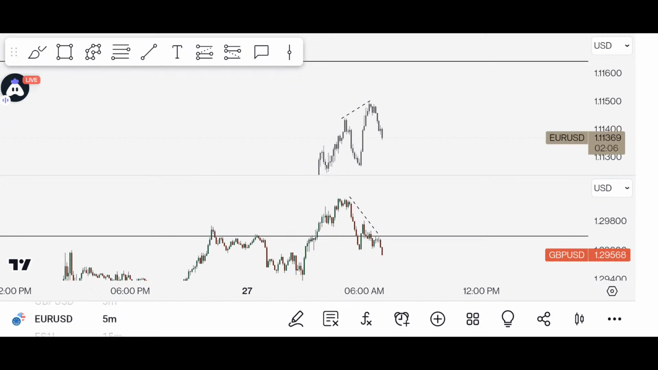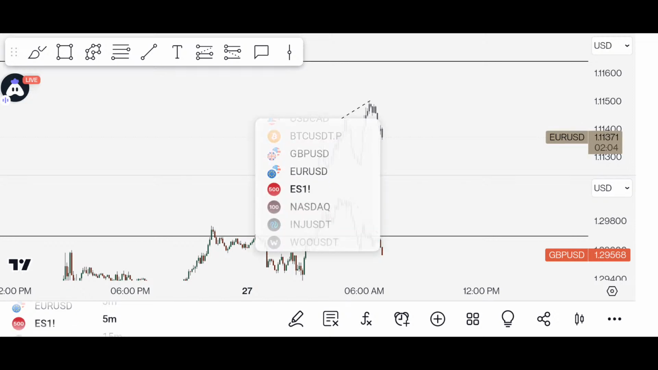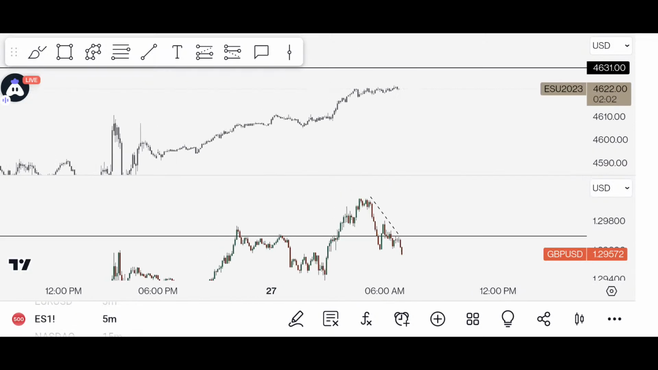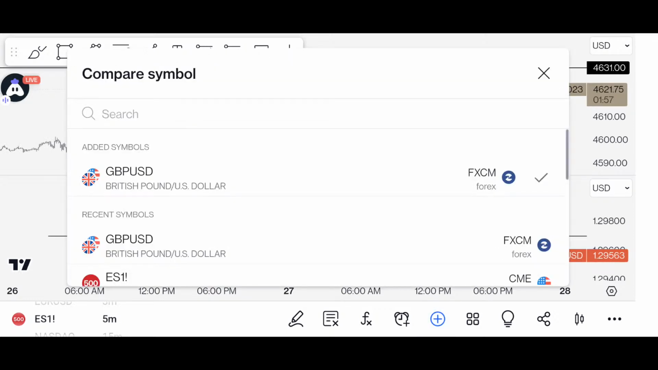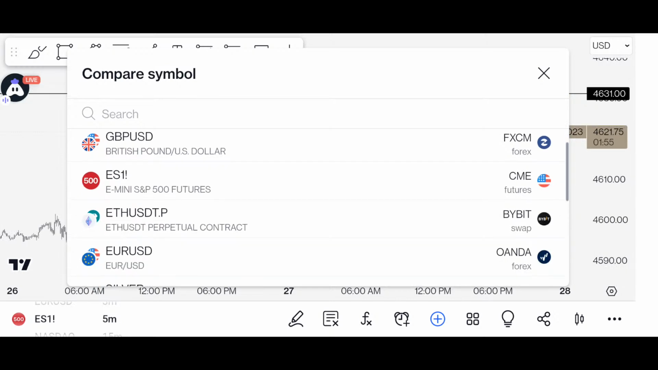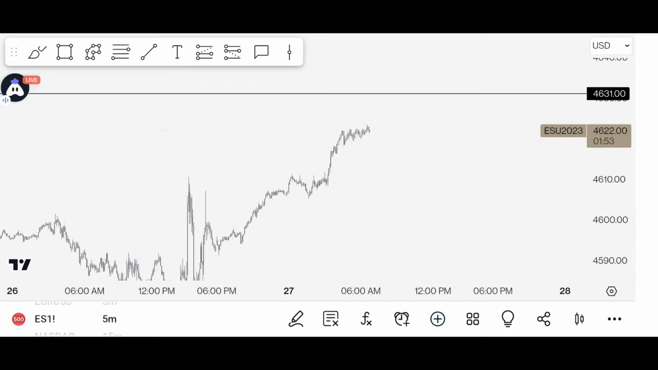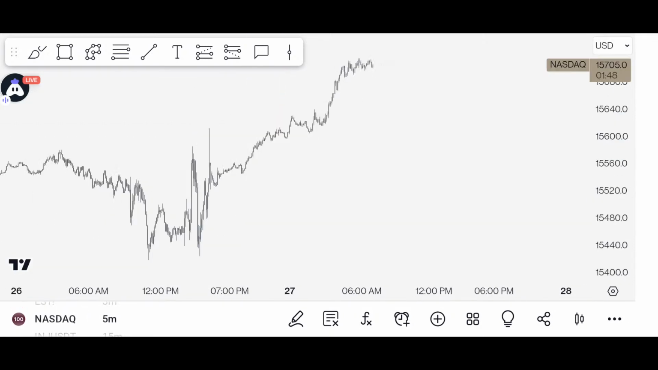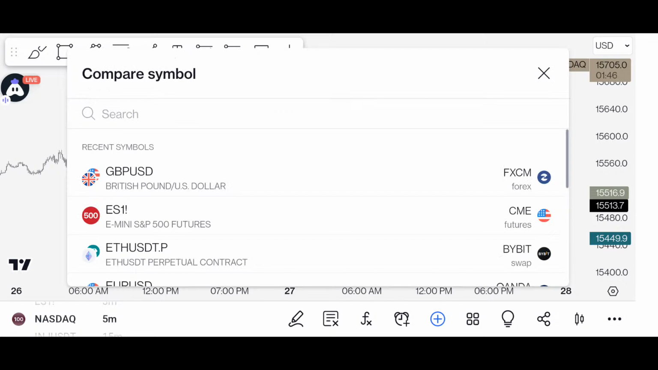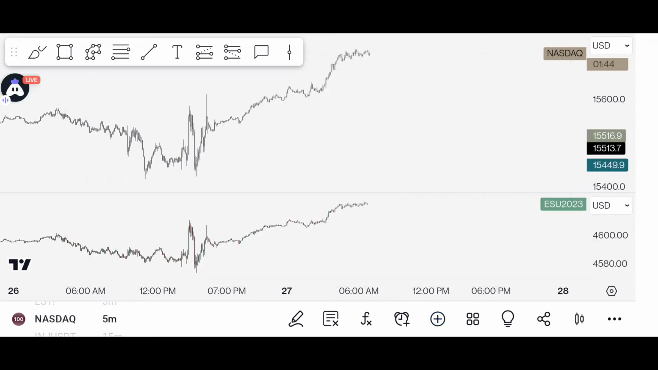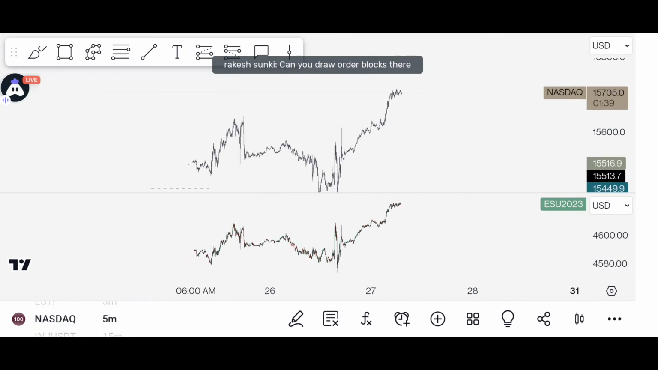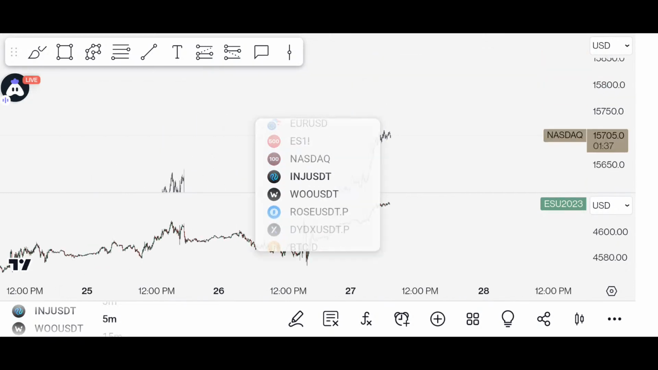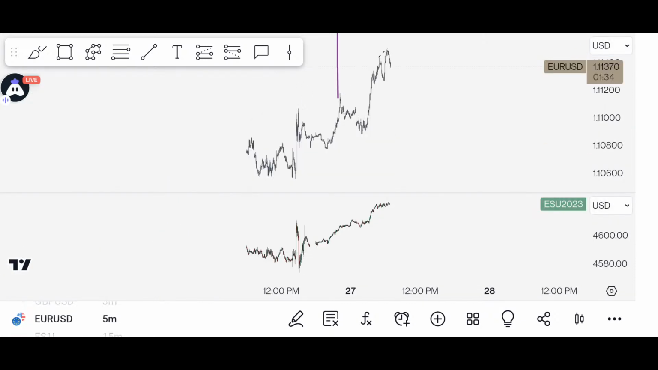So you can see in euro it worked, and now we will wait for the ES. We will wait for one of this pair to go into the premium. Okay, I will shift to Nasdaq. Yeah, on order block, I showed you the order block. I will show it again.